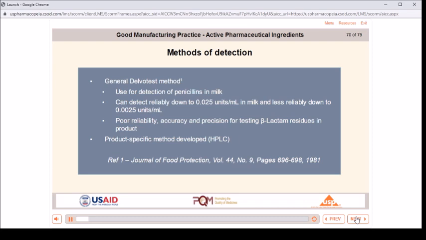The analytical method chosen was the Delvo test method, see reference 1, which is used to test for penicillin residues in milk, which can detect penicillin reliably down to 0.025 units per milliliter, and less reliably down to 0.0025 units per milliliter. However, the reliability, accuracy, and precision of this method were dramatically reduced when it was used to test for residues in the API and FPP. This method was not intended for such use.